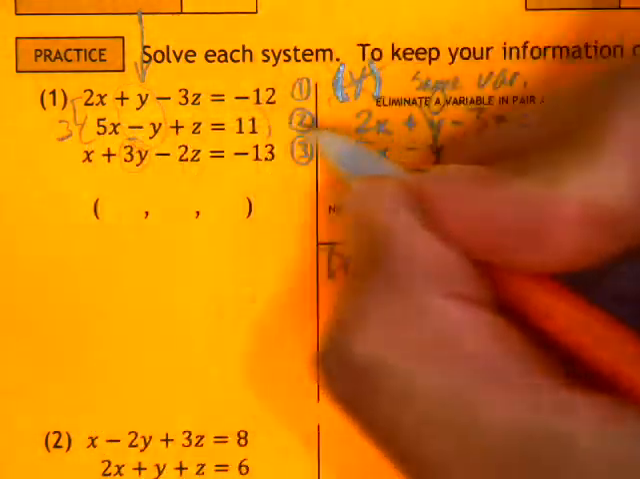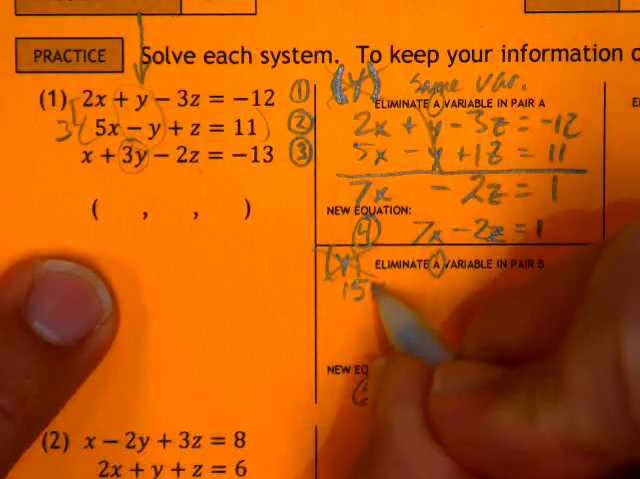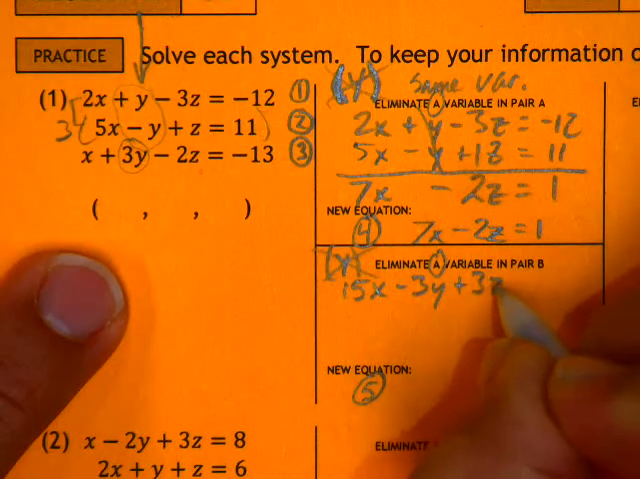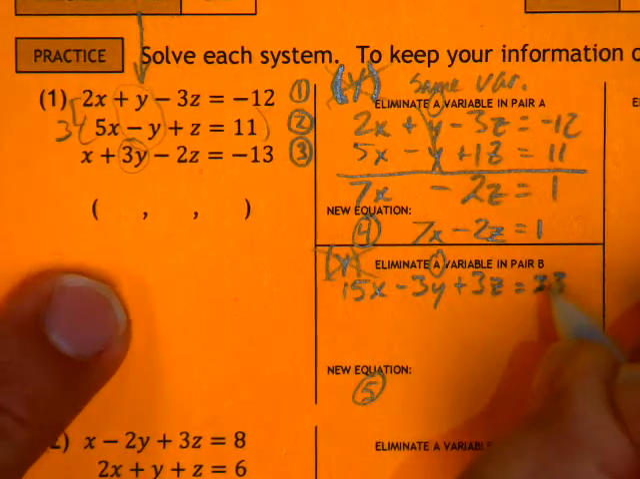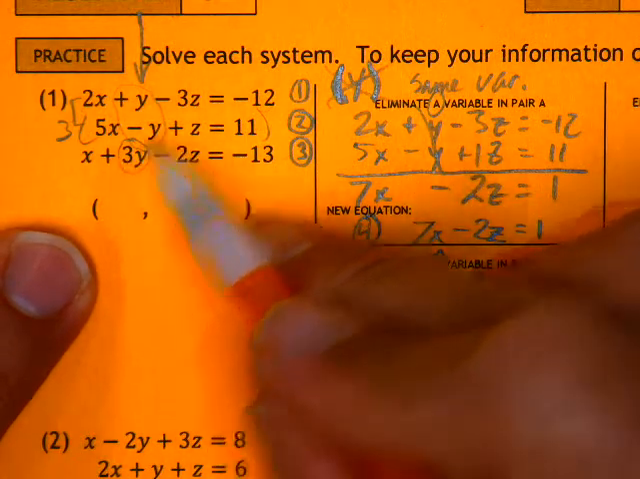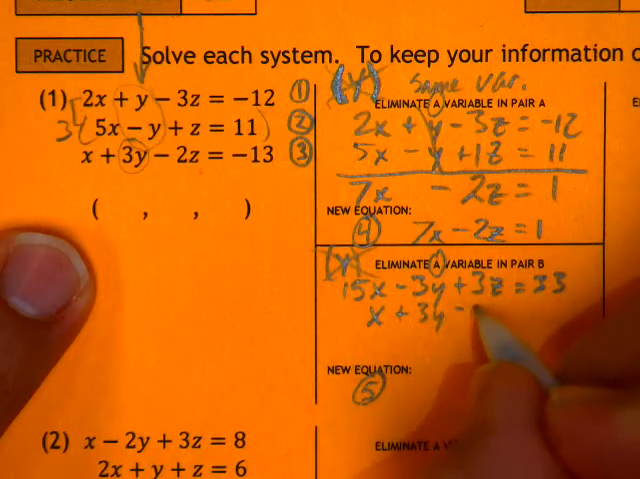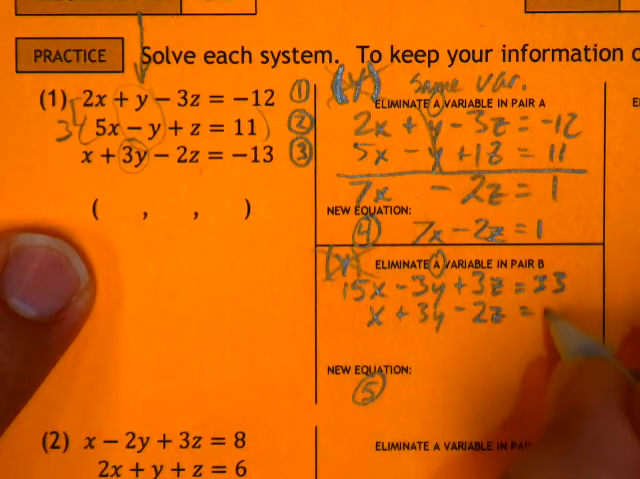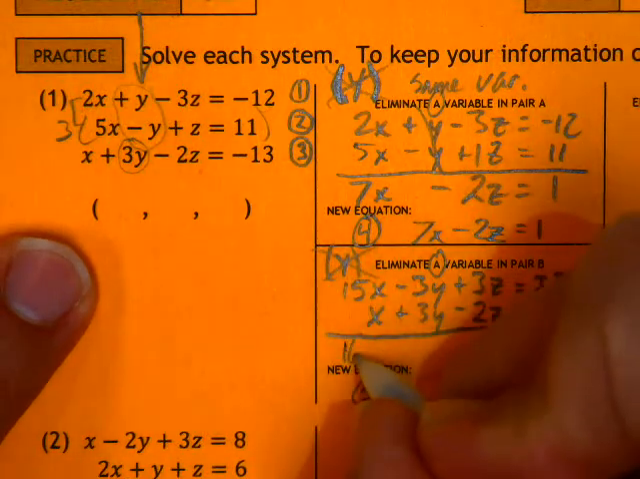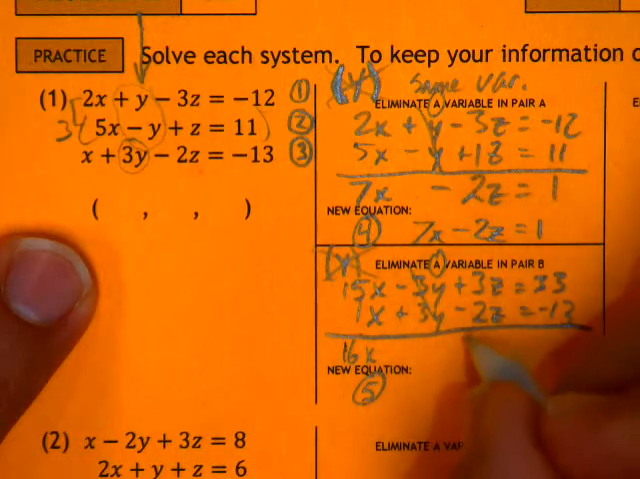Distribute that 3 throughout. Okay? So that gives me a 15x minus 3y plus 3z equals 33. And then the last equation we don't have to alter, because that 3y and that 3y are now going to cancel. So we're just putting x plus 3y minus 2z equals negative 13. And we're going to draw a line underneath. This is a 16x, because there's a 1 there, right? That goes away, as we had hoped.